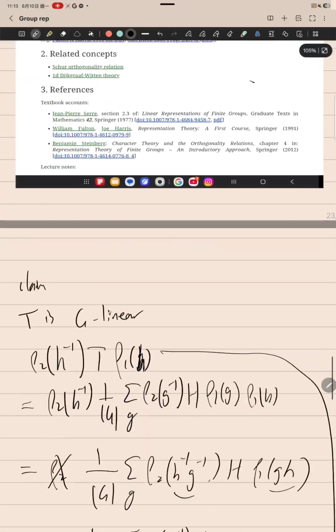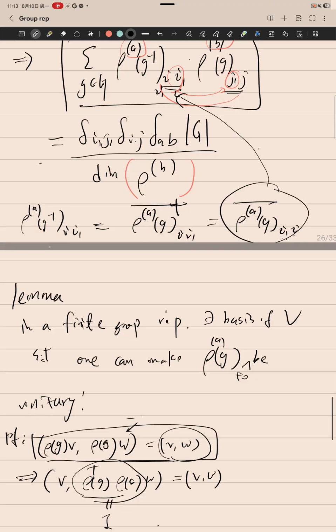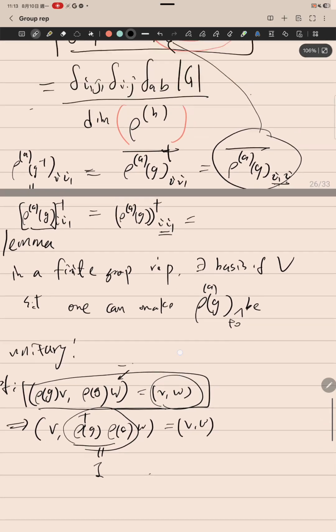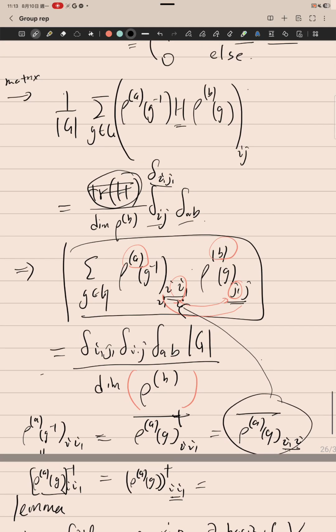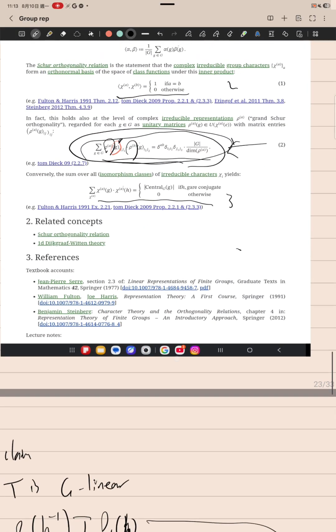Okay, so I leave a detail for you to check, because it's unitary, right? So it's unitary, meaning that this guy is I1 inverse. So this inverse becomes dagger, right? So it's rho A G dagger I1, and since it's dagger, dagger means that you take the complex conjugate and do the transpose. Okay, this proves the Schur orthogonality. Okay, so this is the grand Schur orthogonality.